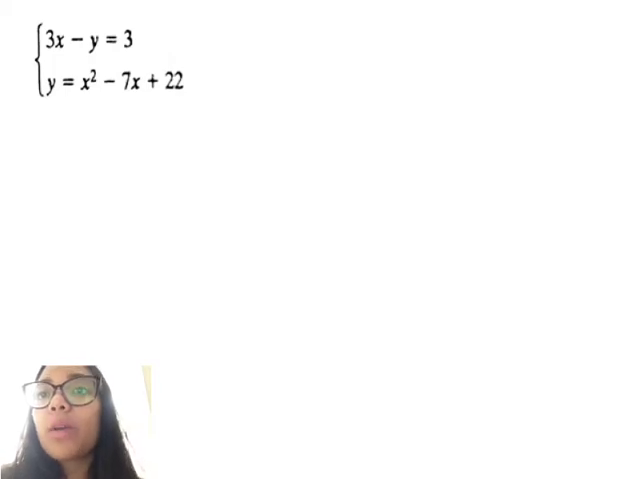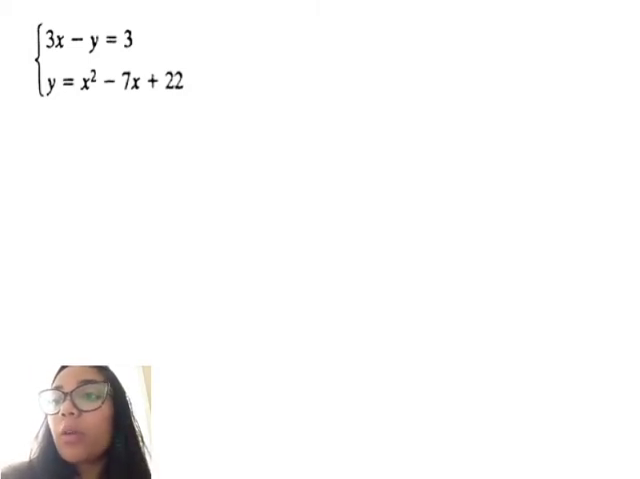Alright, 3x minus y equals 3, and y equals x squared minus 7x plus 22. What I want you to notice here is that both of your equations don't equal y yet. So what do you think you're going to do as your first step?